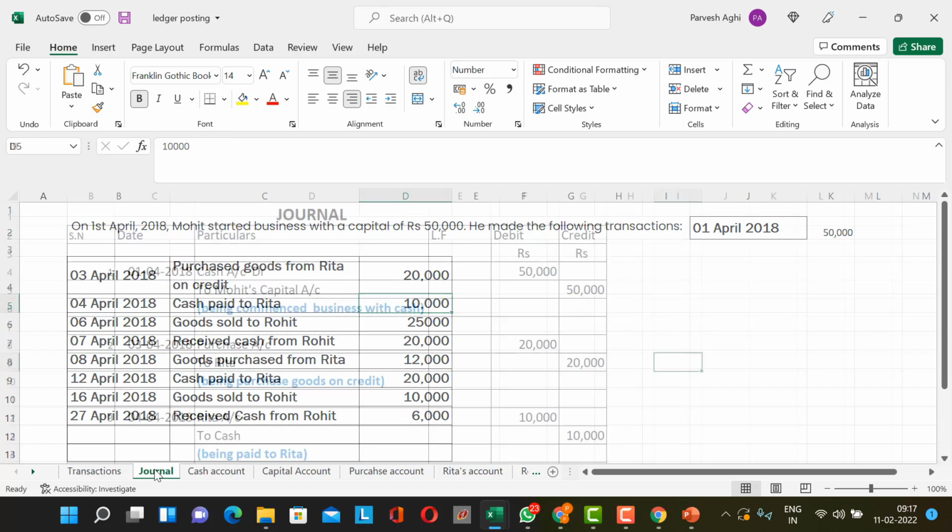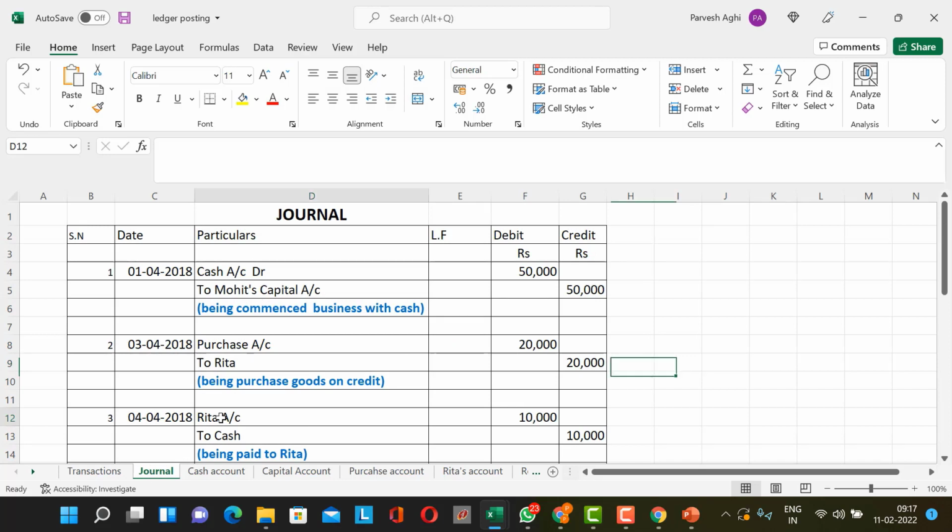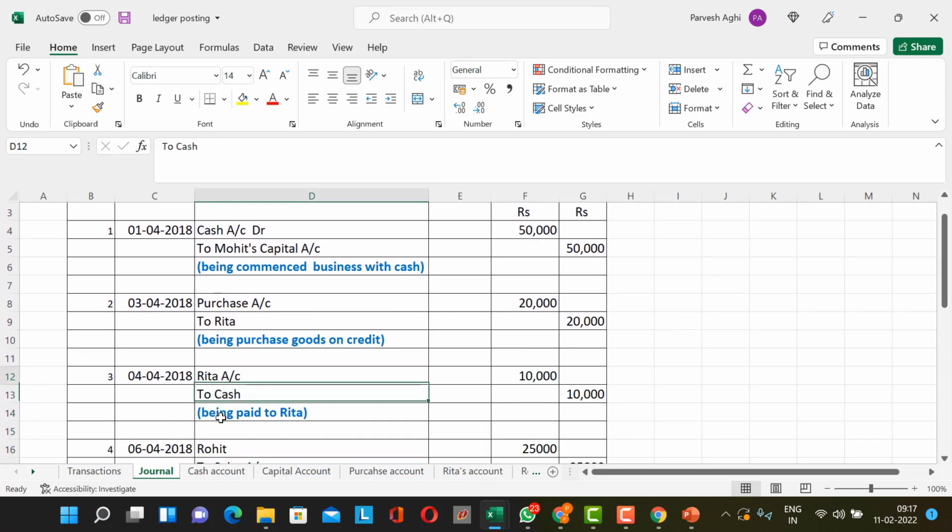So we go to the journal, the primary books. And now what we are saying is Rita account debit to cash, because cash was paid to Rita. So what is Rita account? Is it personal, nominal, or real? Anyone else? Personal. And what is the rule which is applicable? I don't remember the rules, sir. Okay, anybody who remembers the rule regarding personal? Debit the receiver and credit the giver.